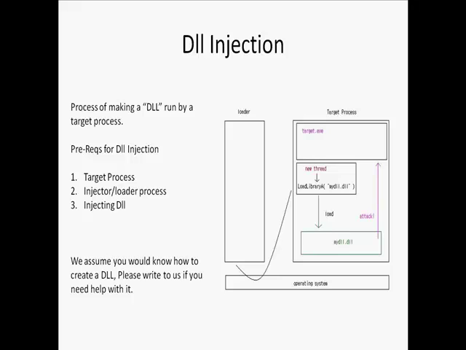The word DLL injection makes very clear that we are injecting a DLL into a target process. The idea is simple. To do DLL injection, we basically need three things: the target process, the injector or the loader process, and the DLL which will load itself into the target process. For the sake of the video, I have not explained how we create a DLL. If someone would like to know about it, please write to us and we could help you with the code and the process of how to create a DLL also.